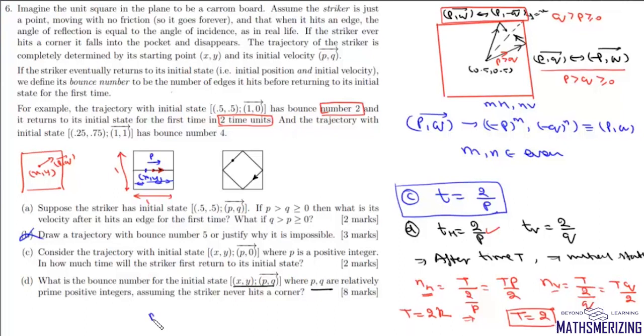So if the time is 2, now we can find the bounce number. Now we need to find the bounce number for the striker. The bounce number for the striker will be 2 times the number of horizontal trips plus the number of vertical trips. So the number of horizontal trips will simply be p and the number of vertical trips will be q, and in each trip there will be 2 bounces. So the bounce number for this trajectory will be 2p plus 2q, and that is the answer to this question.